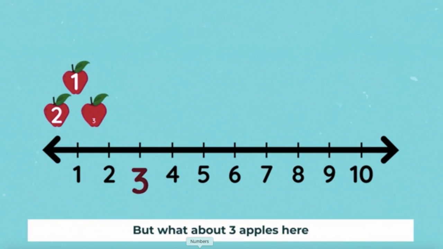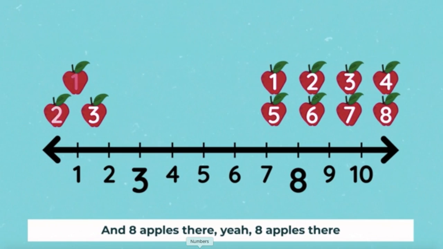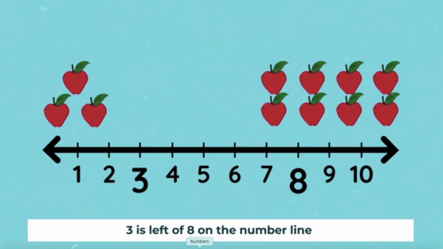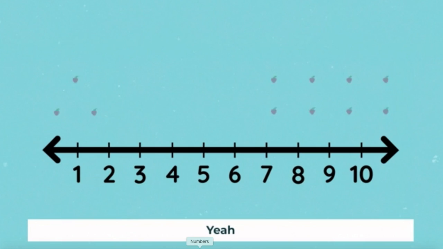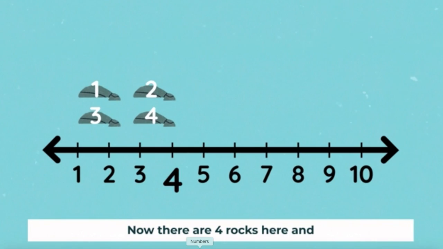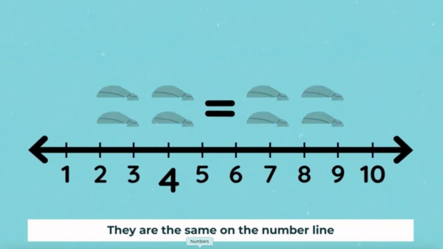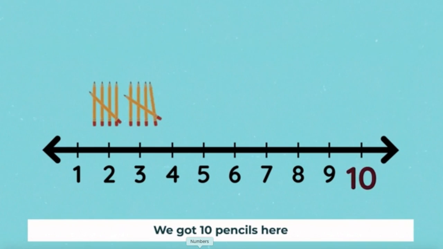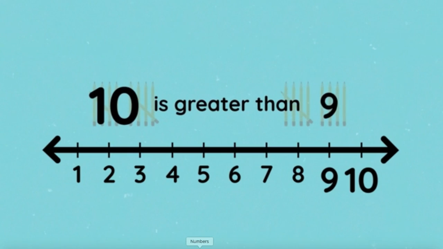But what about 3 apples here and 8 apples there? 3 is left of 8 on the number line, so it's smaller. 3 is less than 8. Now there are 4 rocks here and 4 rocks there. They are the same on the number line, so 4 is equal to 4. And last up we got 10 pencils here, 9 pencils there. So 10 is greater than 9.